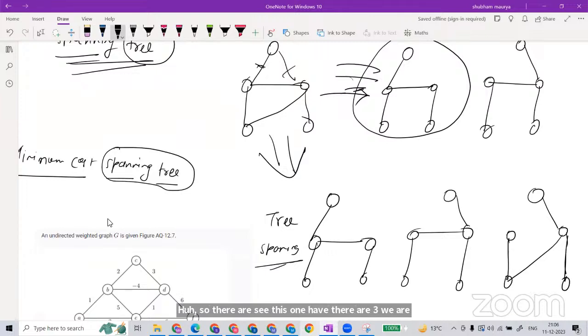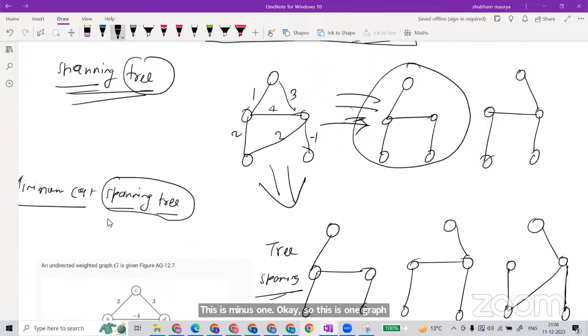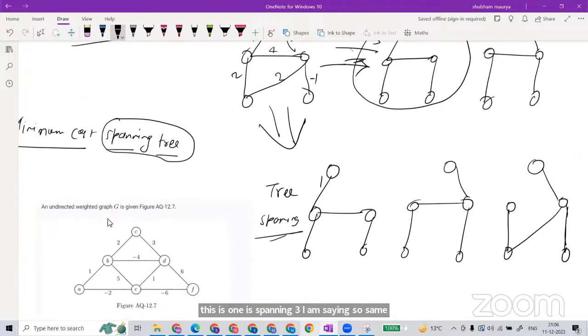Now suppose I am giving some weights here. Suppose the weight here is 1 and this is 1. Let's say this is 3, this weight is 4 and this is 2. This is -1. Okay, so this is one graph, and this is one spanning tree. The same weights will be implemented here: this is 4, this is 2, and this is -1. And what is the weight? If you count, this is 5, 7, 6. The weight of this one is 6.